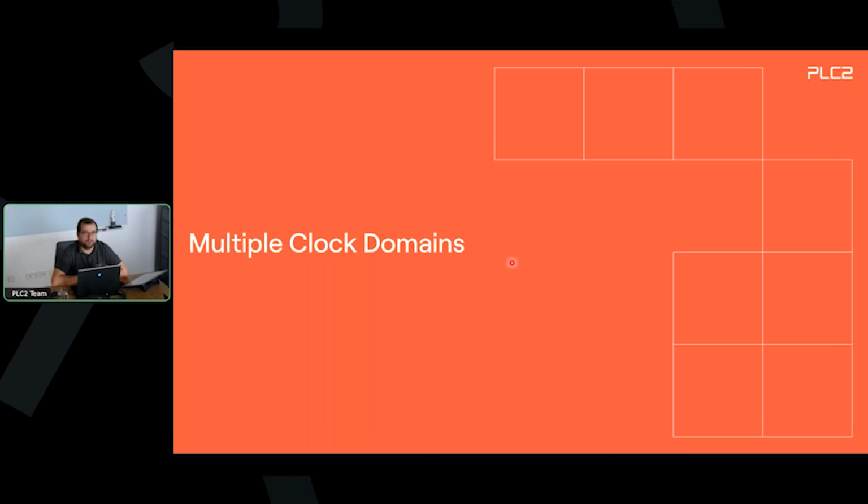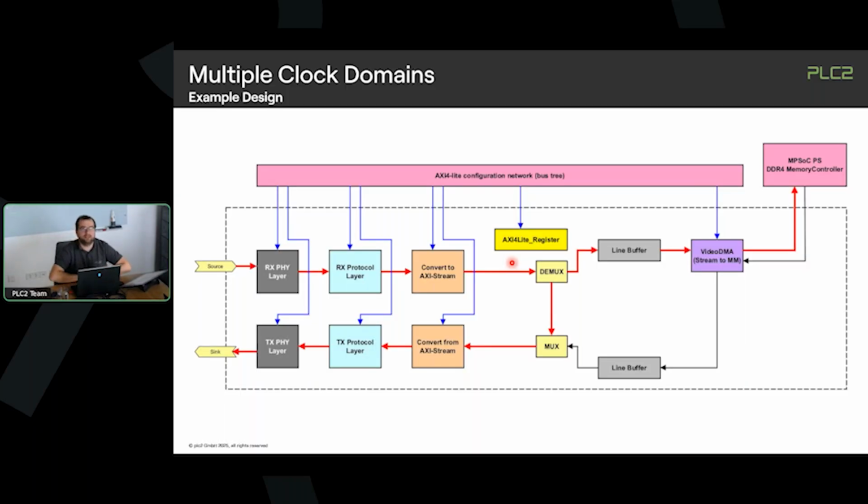Modern designs will have multiple clock domains, that's for sure. So let's take an example here. In my example, I have an input path with some RX physical layer, some RX protocol layer, which is then converting the specific protocol to AXI4-Stream. For example, we have a certain multiplexing network, and then we have also a TX path, again converting from common protocols like AXI4-Stream to the specific TX protocols, and there's a physical layer and data goes out again.